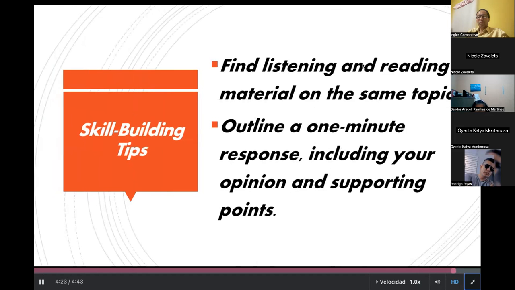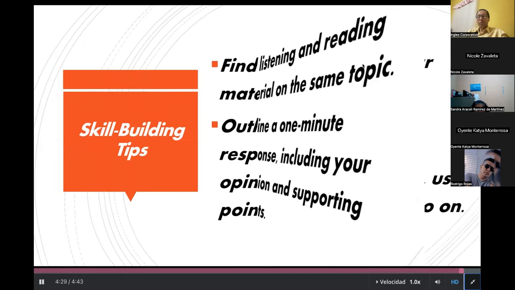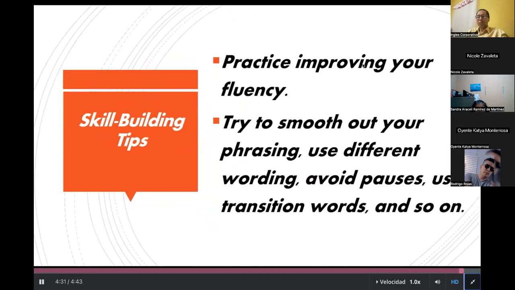Find listening and reading material on the same topic. Outline a 1-minute response, including your opinion and supporting points. Practice improving your fluency. Try to smooth out your phrasing, use different wording, avoid pauses, use transition words, and so on.